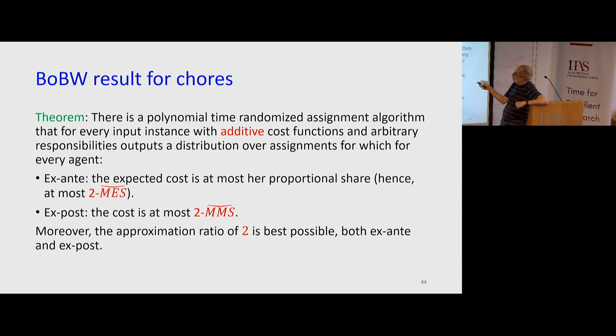And ex post, you get at most twice your minimax share in this case. And in both cases, the approximation ratio of 2 is the best possible, even if you don't want the best of both worlds result. You just want the ex post result alone, or just the ex ante result alone. So this is really the best kind of best of both worlds result that we can hope for.